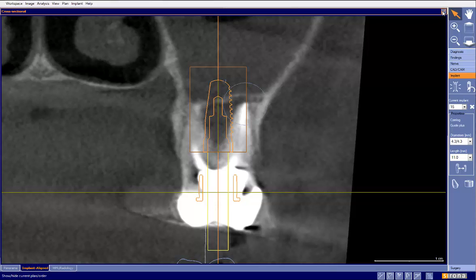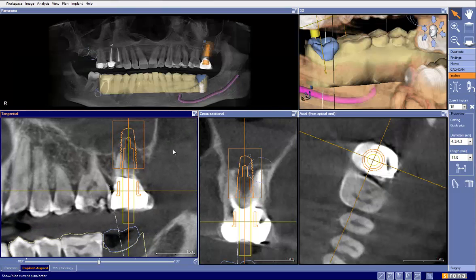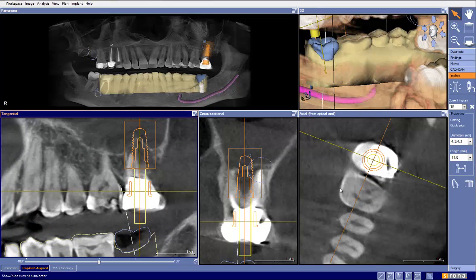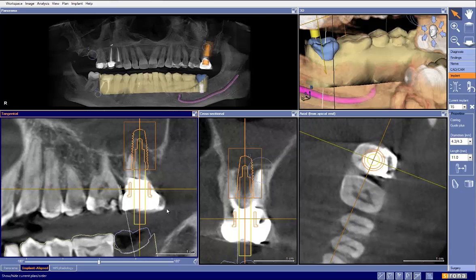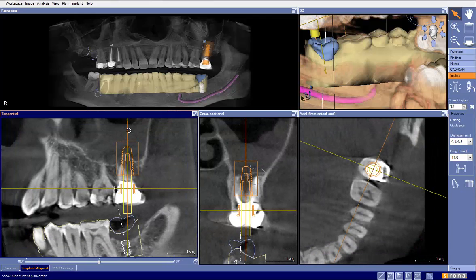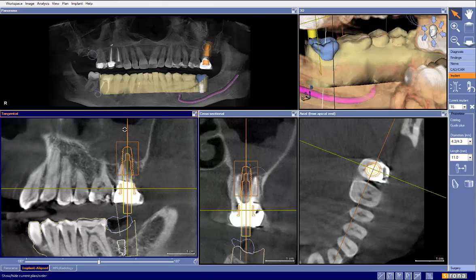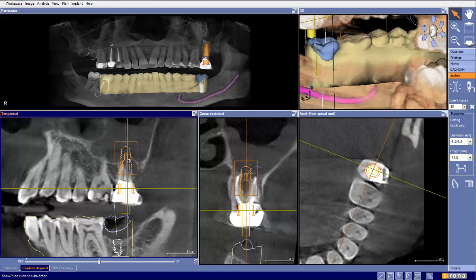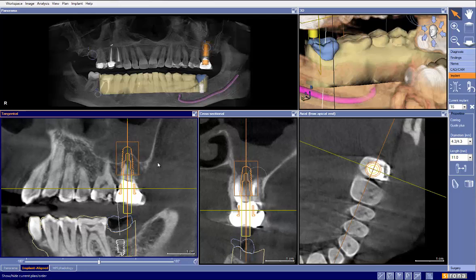So the next thing we'll look at is mesiodistal positioning is good. The only other thing I would mention here is I think the implant should probably be tilted a little bit more this way to get a more ideal occlusal plane. So that gives you an idea of the thought process on this particular implant. I hope that was helpful.